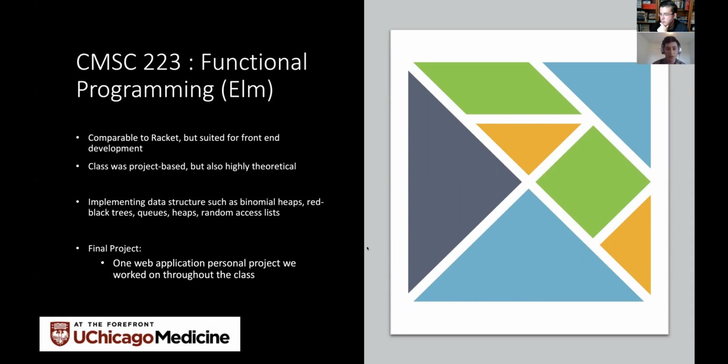So we learned essential functional programming concepts by implementing data structures like binomial heaps, red black trees, queues, heaps, random access lists, decks, things like that. And throughout the quarter, we worked on an open-ended creative project of a minimum complexity. So we had to actually work on it. And this was definitely my first university course that gave us such an open-ended project. It's a bit rare for a school like UChicago, but it was a really good way of practicing using an actual functional language to build our own software beyond a structured university project.